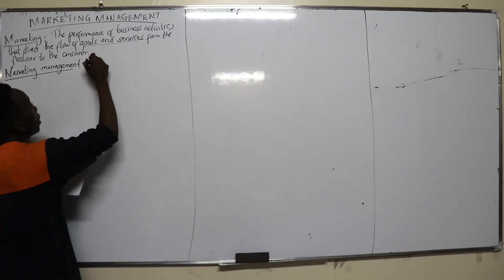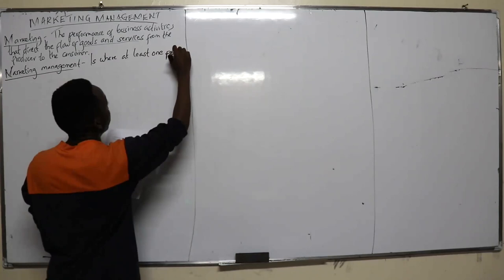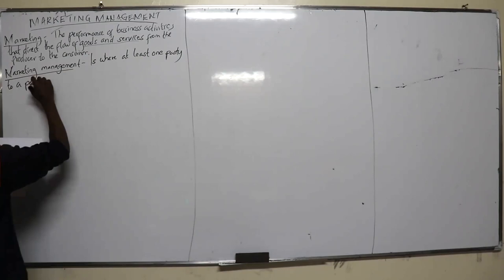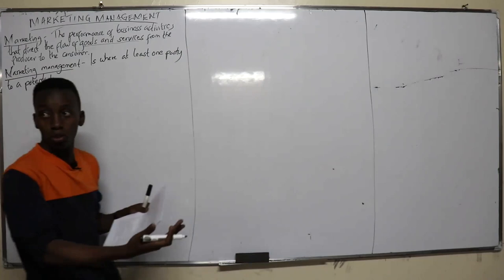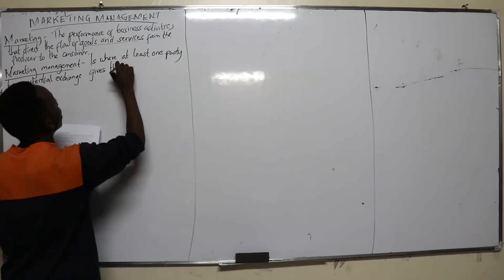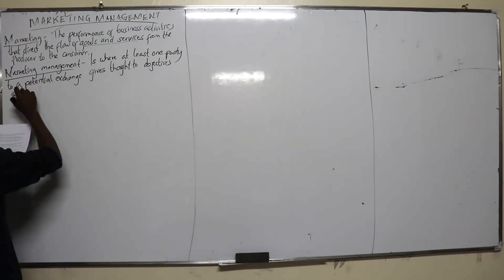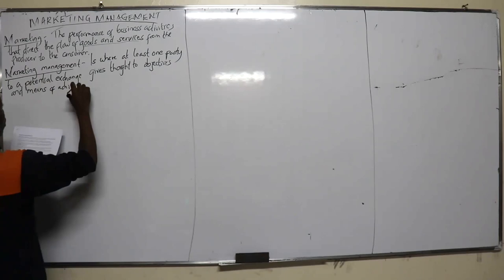So this is where at least one party to a potential exchange gives thought to the objectives, or what is intended with this marketing, and the means of achieving desired responses from the other parties. And by potential exchange, you mean the exchange of goods and services for a consideration or a price.